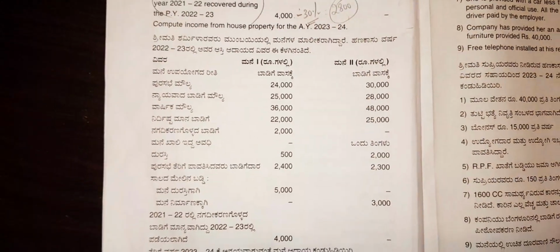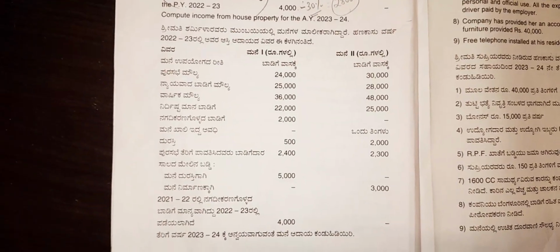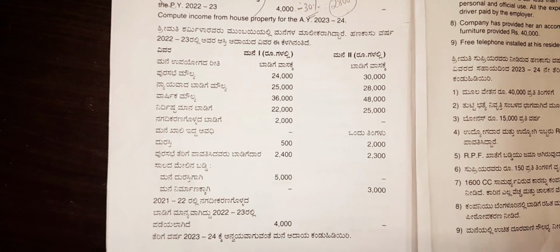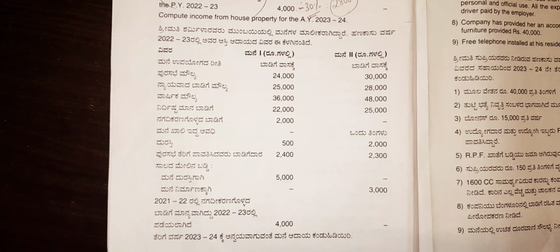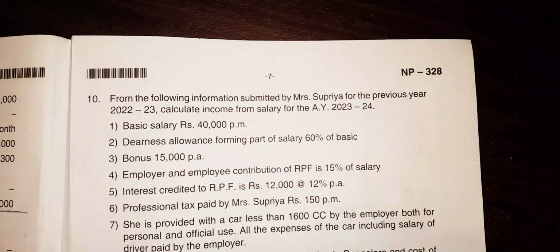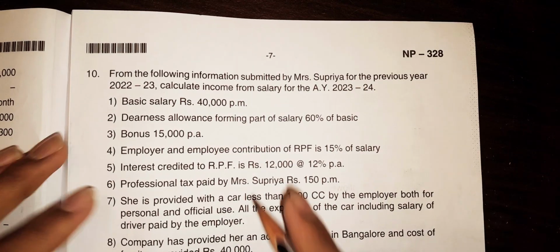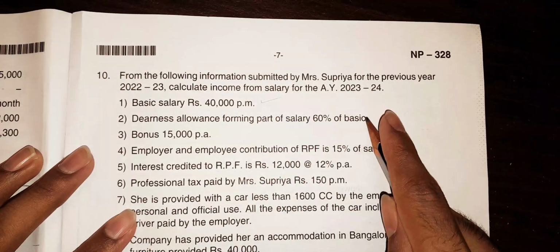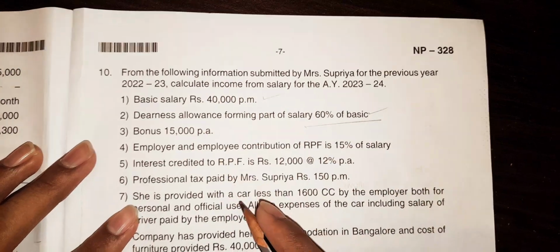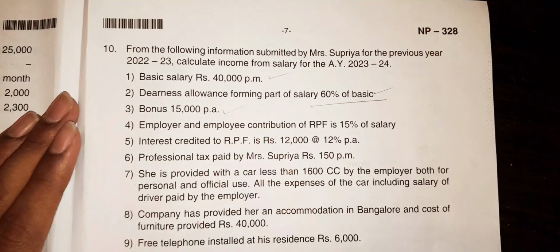So for students who are answering in Kannada, this is a question. You can take the screenshot of the question. Next, one more question they had asked from the salary. It was also very simple. They had given basic salary, DA 60% of the basic salary, and bonus 15,000 per month.